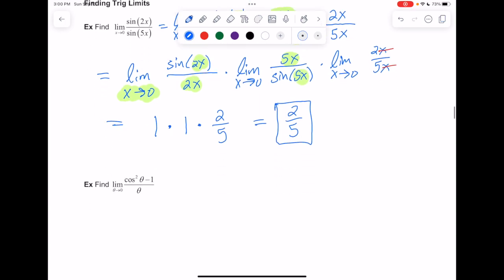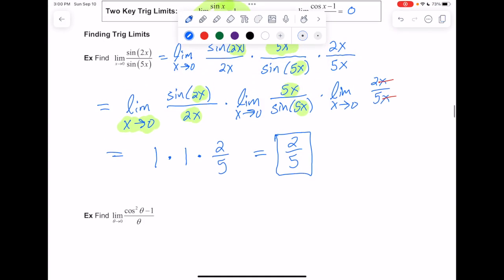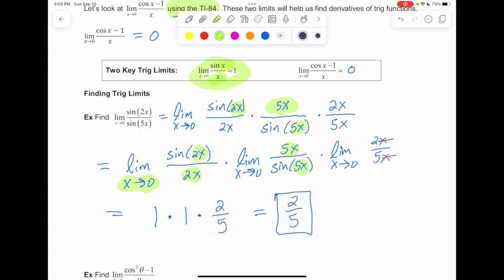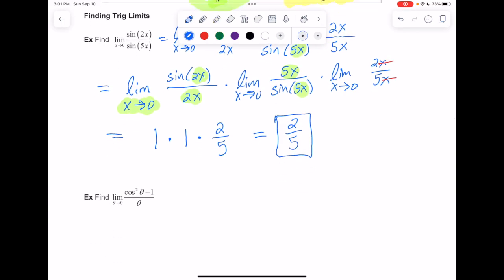All right, let's go ahead and try another one. So in this one, we want to find the limit as theta goes to 0 of cosine squared of theta minus 1 over theta. For this one, since it has the cosine in it, we're probably going to end up trying to use this formula over here. So we'd like the numerator to be cosine of x minus 1 over x. So let's see if we can make that happen down here. Obviously, we have a different variable, but the same idea. We'd like it to be cosine theta minus 1 over theta.